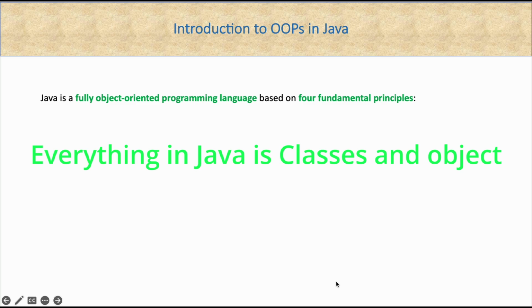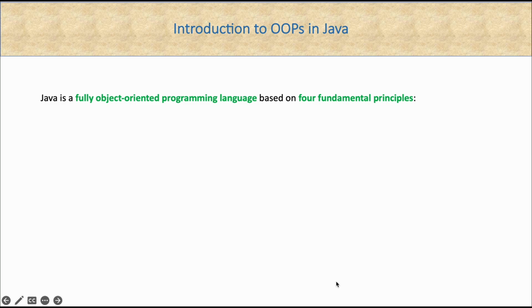Java is a fully object-oriented programming language. What does this mean? Everything in Java is just classes and objects based on 4 fundamental principles. First, encapsulation. Second, inheritance. Third, polymorphism. Fourth, abstraction. Encapsulation means restricting the outer access. Inheritance means getting all the characteristics of the superclass. Polymorphism means one method, many interfaces. Abstraction means hiding the implementation details.